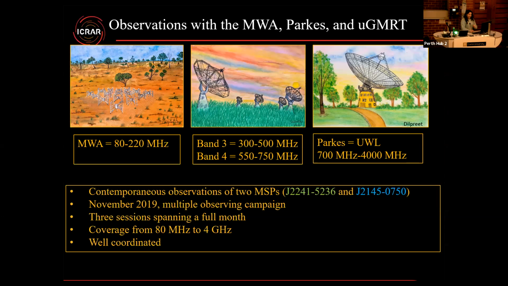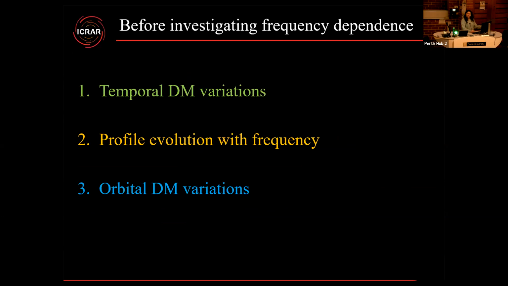Before we delve into the frequency dependence, there are a couple of other things which we need to account for. One is the temporal variations in DM, because the pulsar, ISM, and the observer are moving relative to each other. So how do we tackle that? We carefully planned our observations, and all three telescopes were staring at my target within a 24-hour window. So we can tick that.